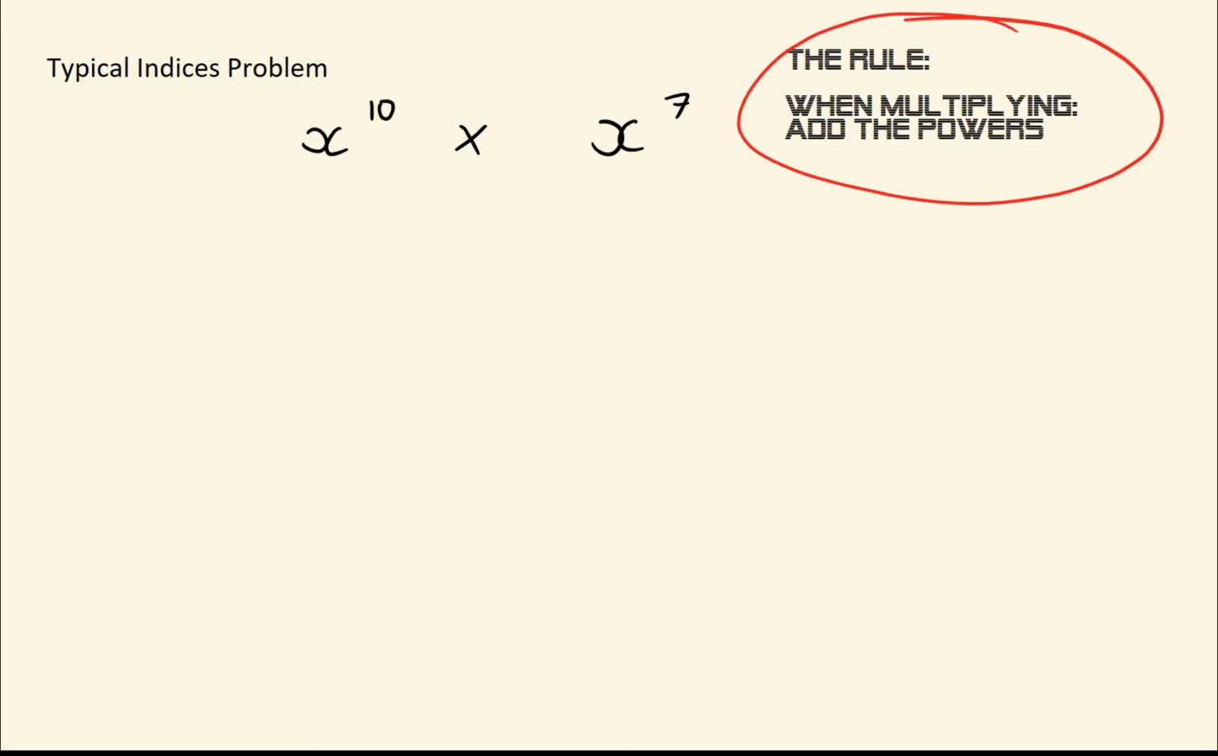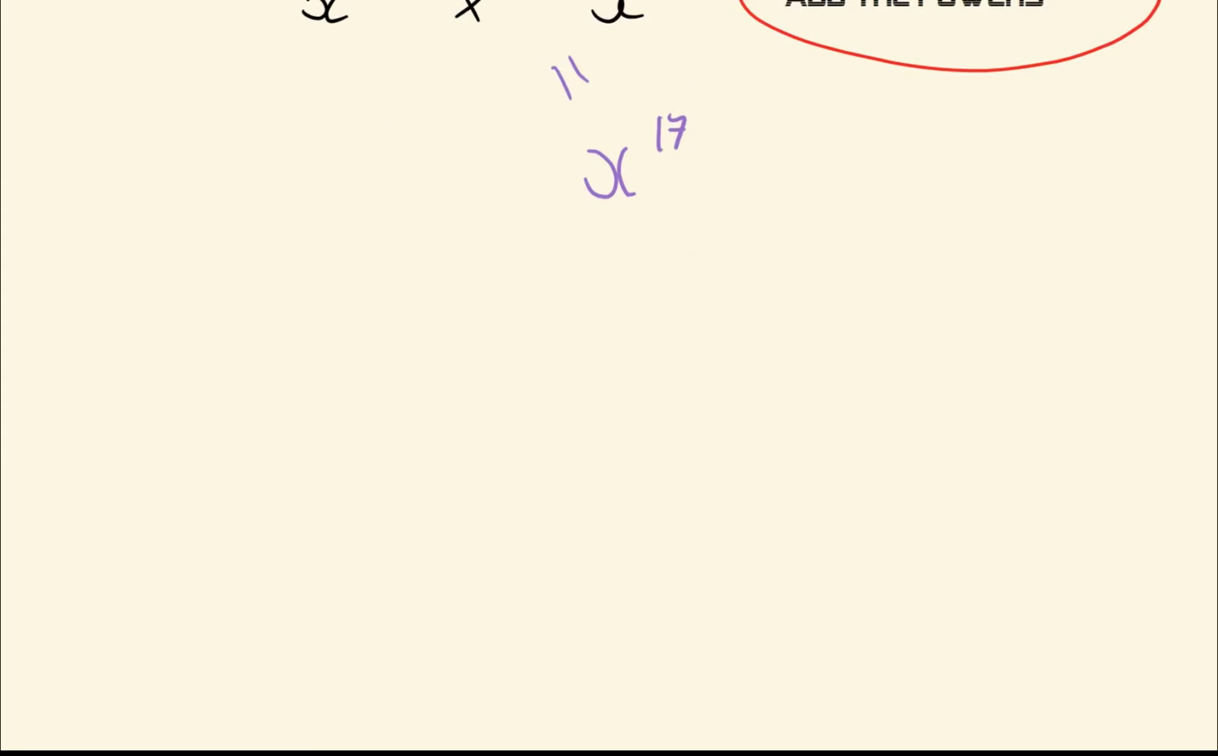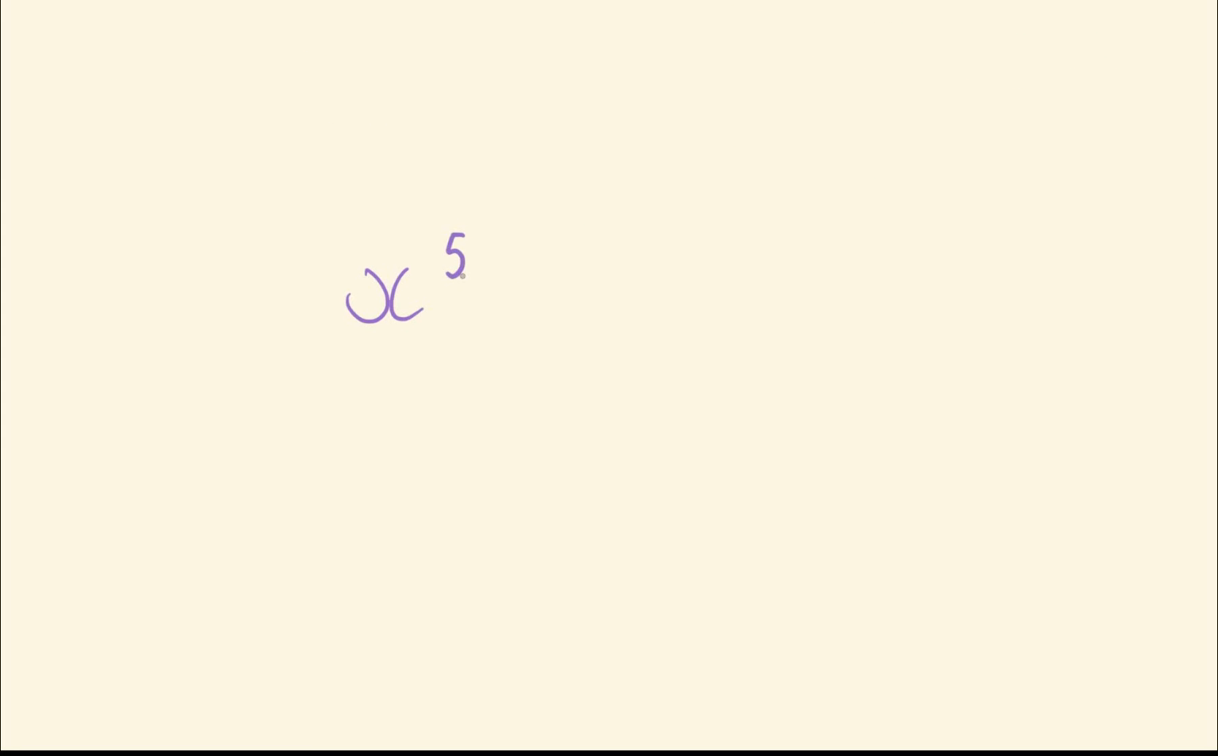So what I mean is x to 10 means you have 10 x's. X to 7 means you have 7 x's. That means altogether, I now have 17 x's. So when you multiply these things together, you add the powers. So again, if you had x to the 5 times x squared, 5 plus 2 is 7, so it is x to the 7. That's how many x's you have in total.